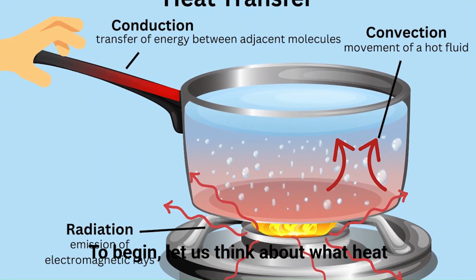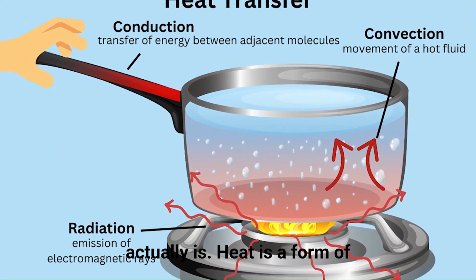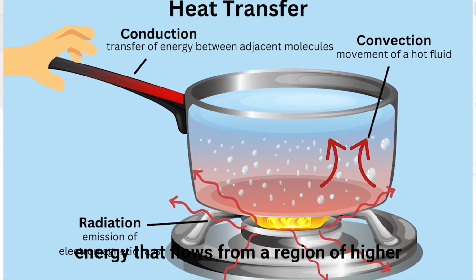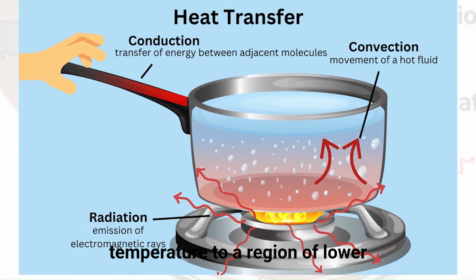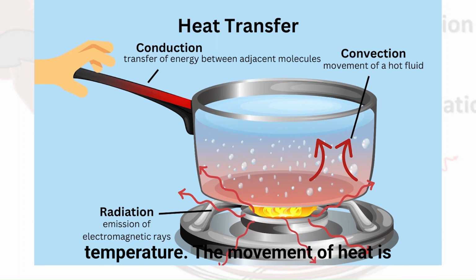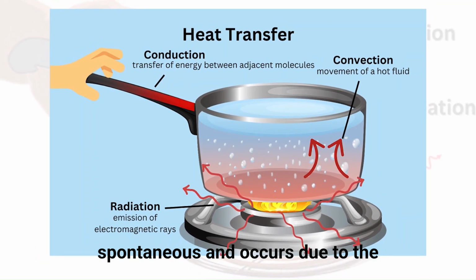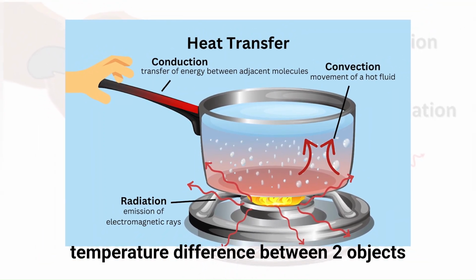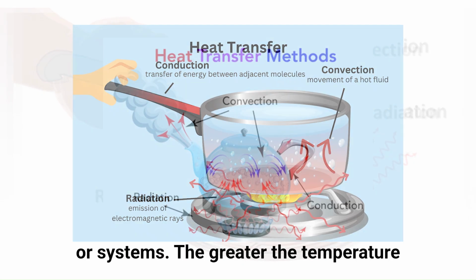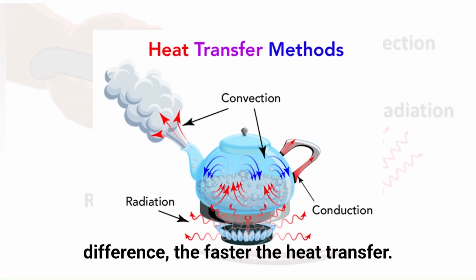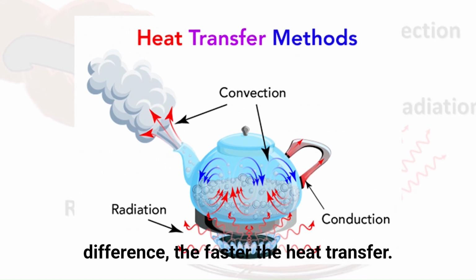To begin, let's think about what heat actually is. Heat is a form of energy that flows from a region of higher temperature to a region of lower temperature. The movement of heat is spontaneous and occurs due to the temperature difference between two objects or systems. The greater the temperature difference, the faster the heat transfer.